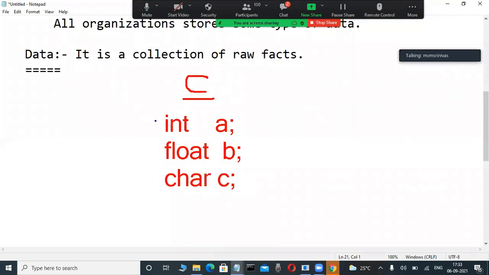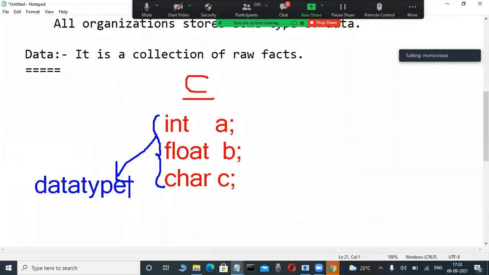Now observe it here. On the left-hand side, integer, float, character are there. These are called data types. Don't worry, whether you are a technical person, a well-known person, or a non-technical person, observe it here: data types. Again, these are called variables. A, B, C are variables. Okay, fine.